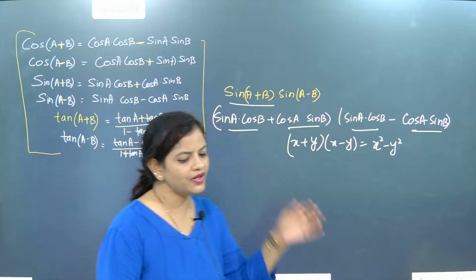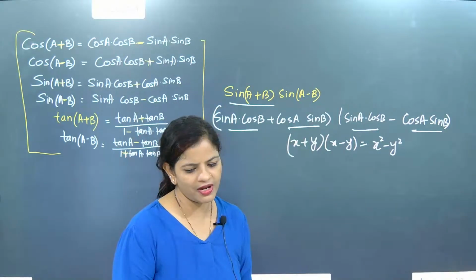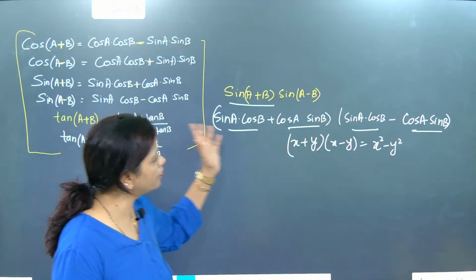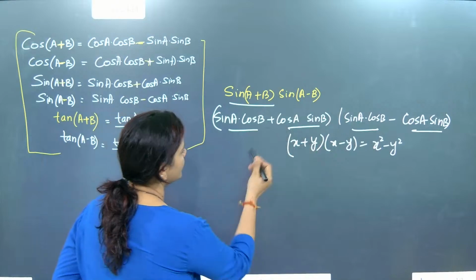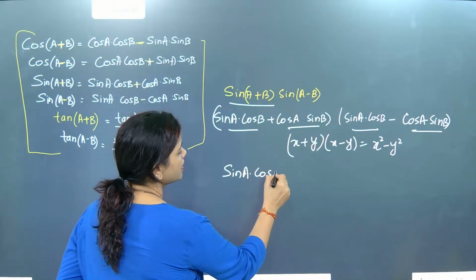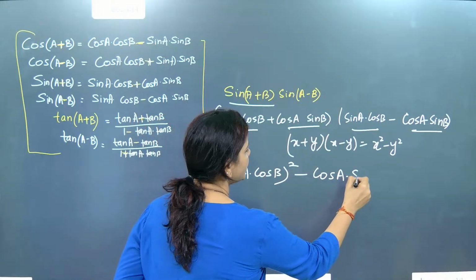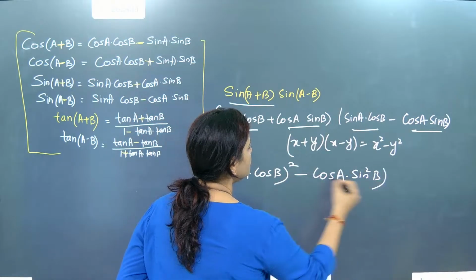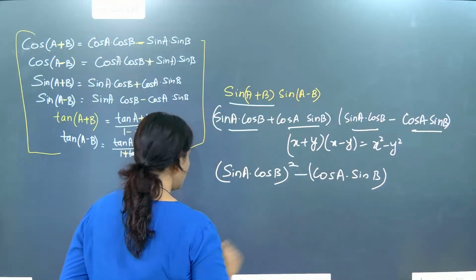Because after this, whenever this part will come in exam or anywhere, directly you can apply the formula. You need not go with this much and solve. Directly you can say. But how we will do? X plus y. So this one will become beta (sin A cos B) whole square minus (cos A sin B) whole square. This part is exactly going to be outside. So whole square part came.